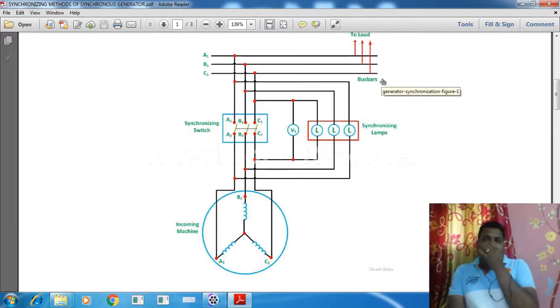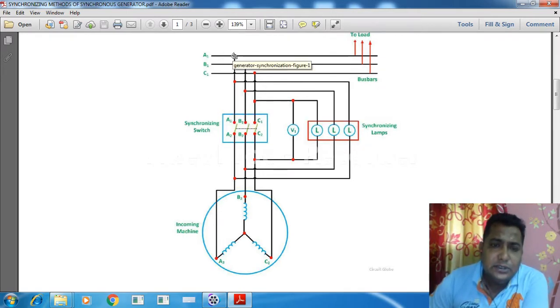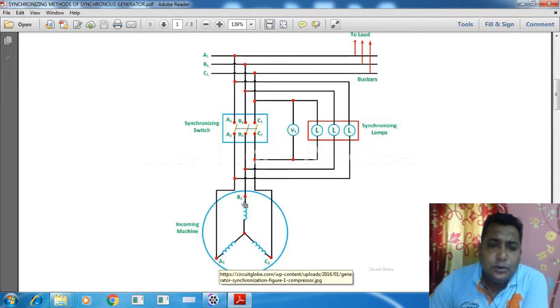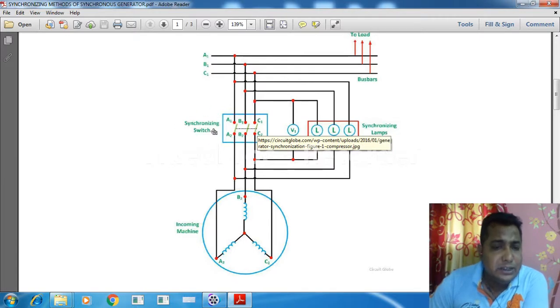To do that, there is this section, as you can see. Terminals are taken out from each phase, A1, B1 and C1. At the same time, from A2, B2 and C2, three terminals are taken out. And in between there is a switch. This is known as the synchronizing switch.